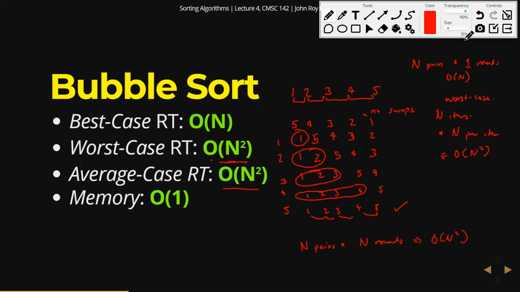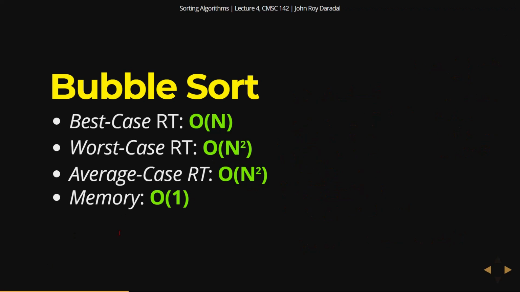Okay, so that is the analysis for bubble sort. And as usual, the memory is still O of 1 because it's an in-place sorting algorithm. We're not using extra memory. Okay, so that's bubble sort.